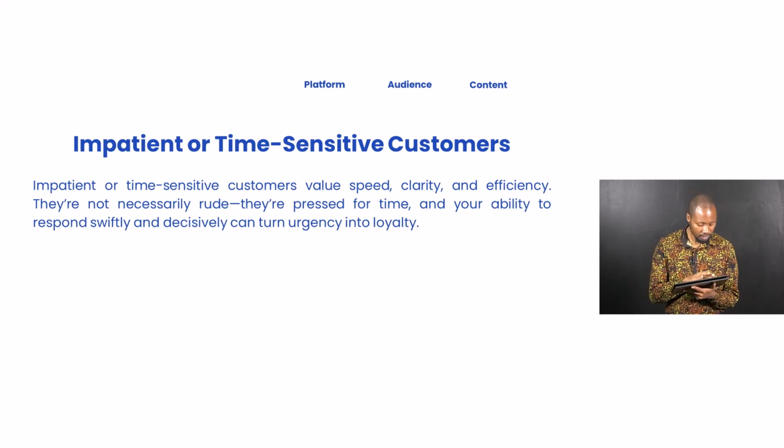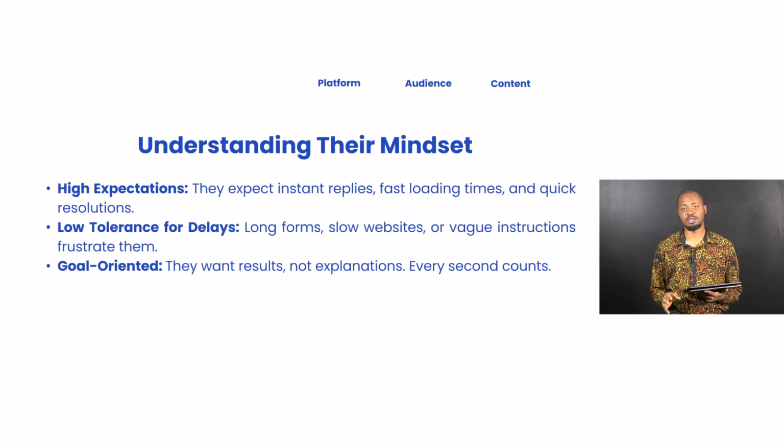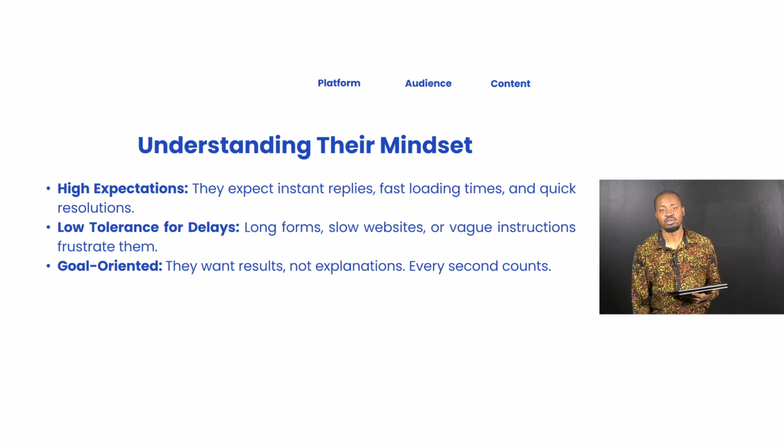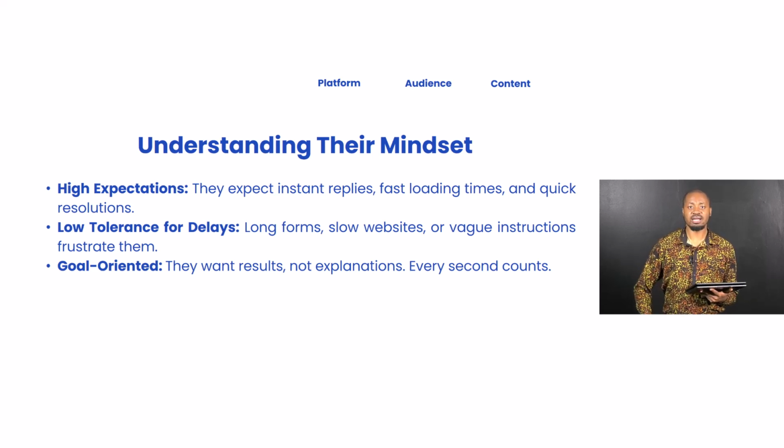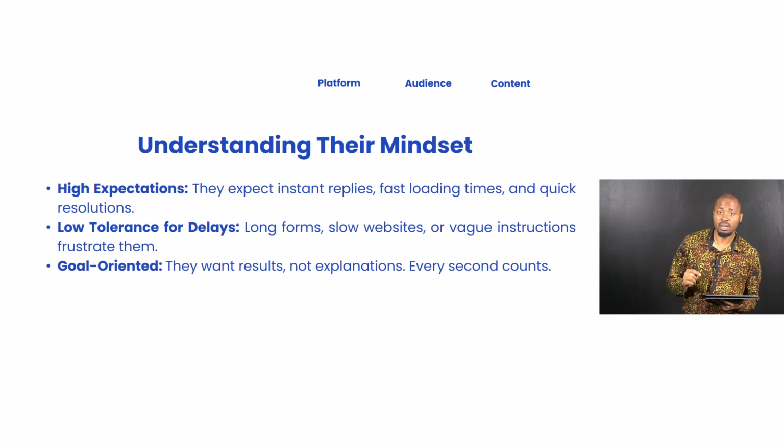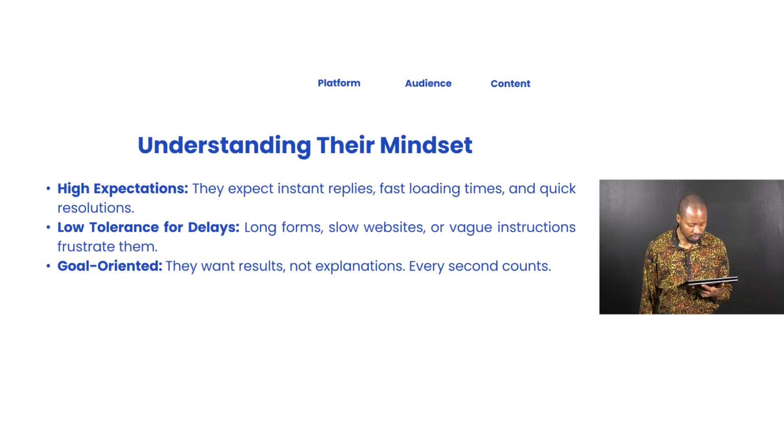So I wrote here, when you're working with loyal customers, how their mindset works is that they have high expectation. They expect instant replies. So that is why organizations like banks have 24/7 support teams. They are there to solve all customer queries, all customer requests 24/7, because they are working in a sector that is time sensitive. Also, time sensitive customers have low tolerance for delay. And number three is that they are goal oriented.